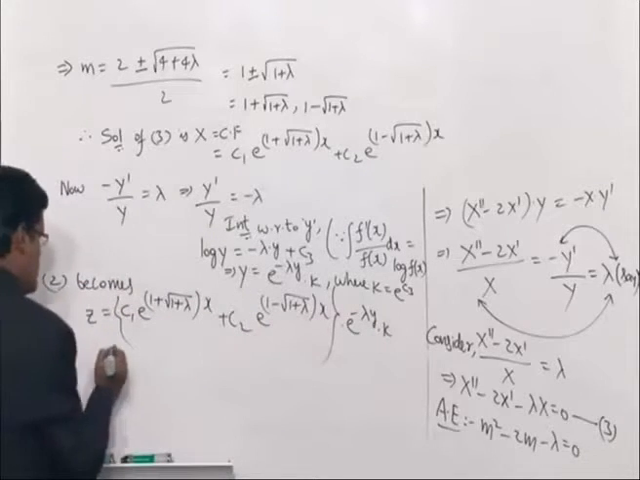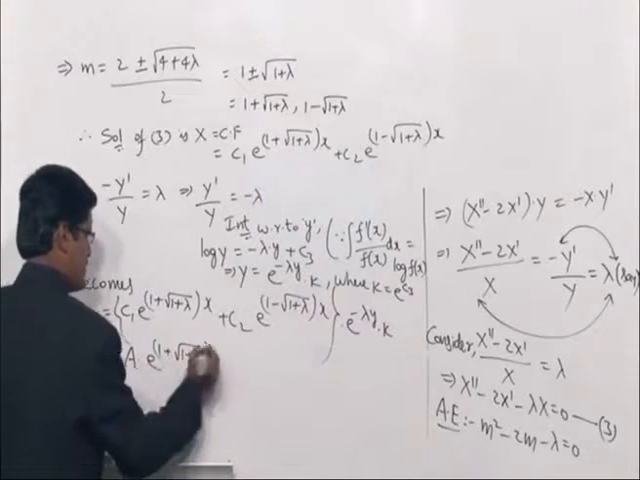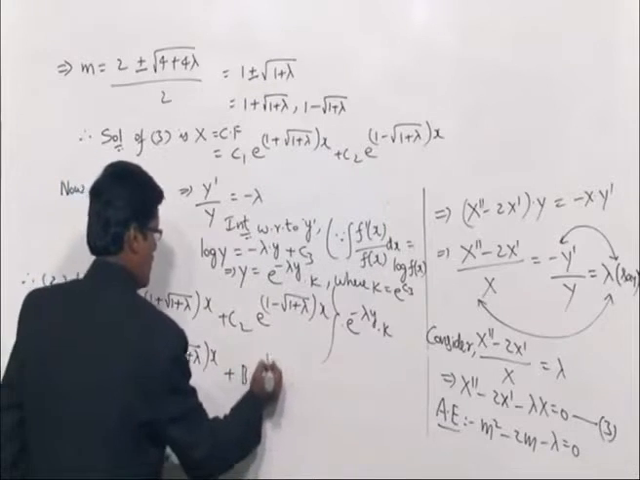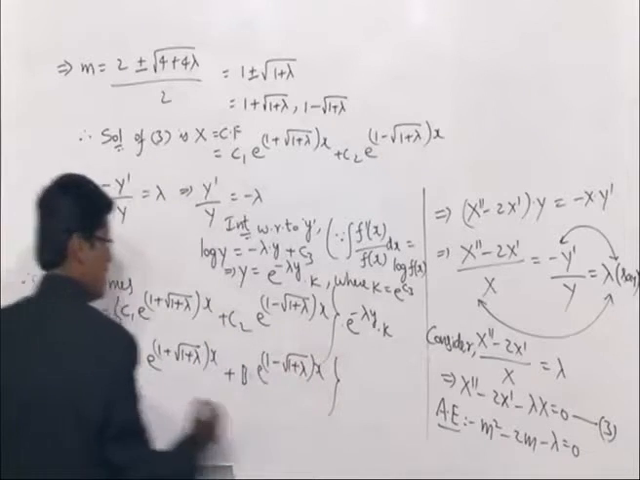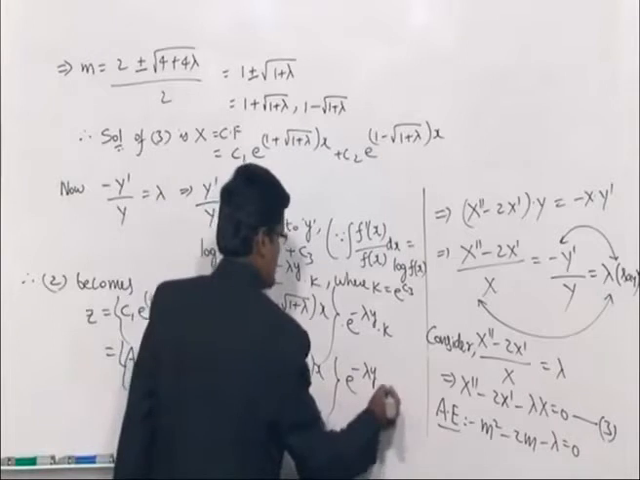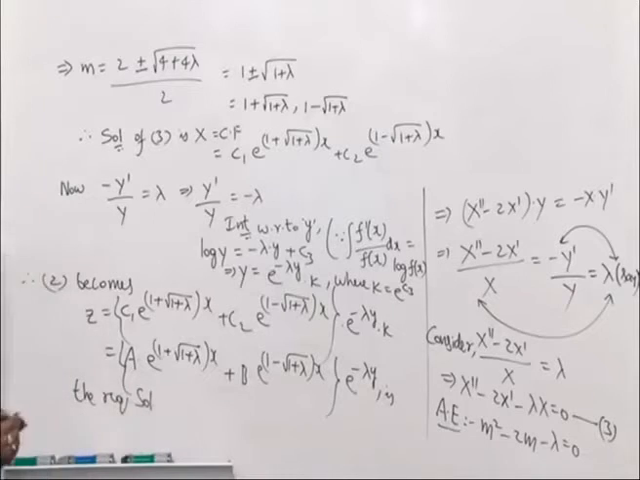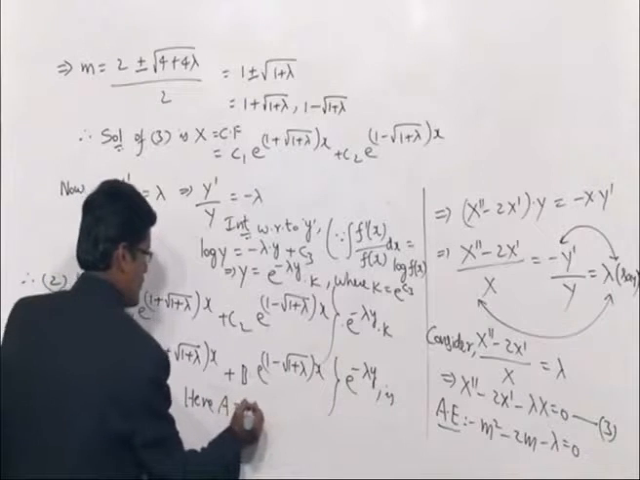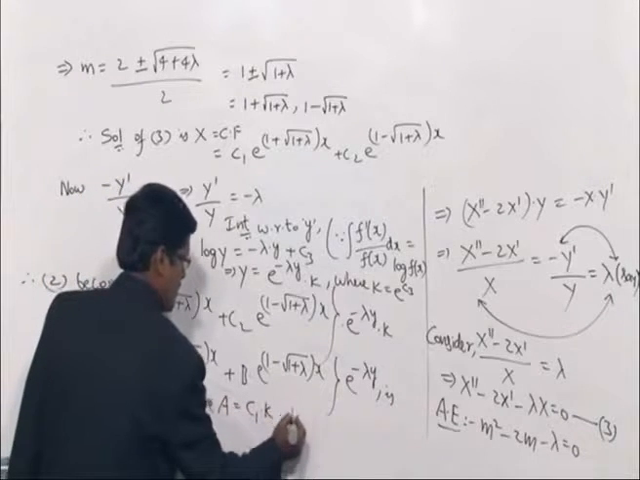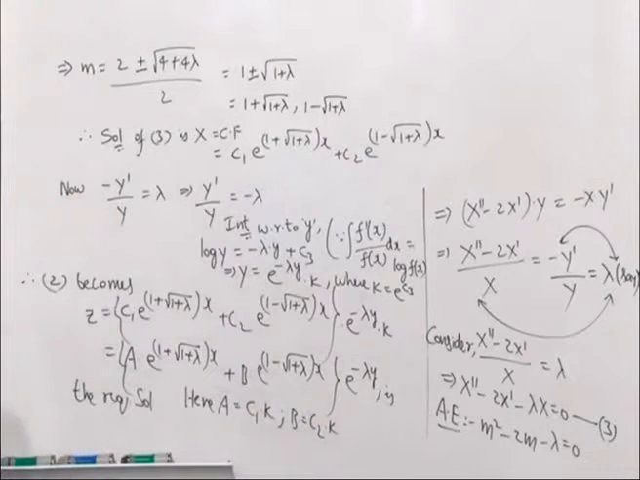Take some other constants. This is equal to a into e power 1 plus root over 1 plus lambda times x plus b times e power 1 minus root over into x, whole multiplied by e power minus lambda y, is the required solution. Here a is equal to c1 into k, b is equal to c2 into k. Product of constants can be written as another arbitrary constant, because it is a second derivative problem, so two arbitrary constants.